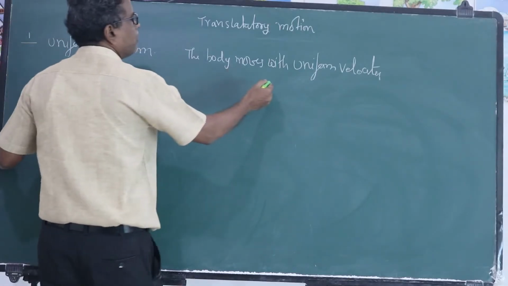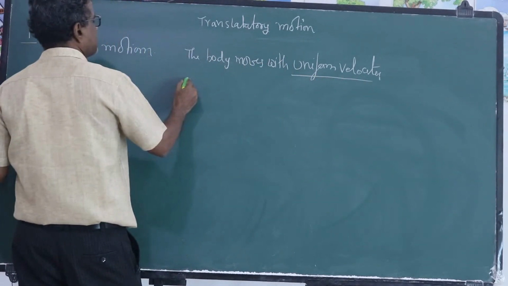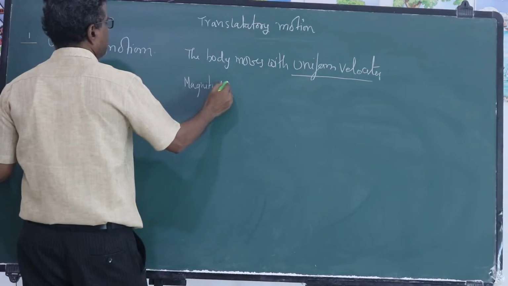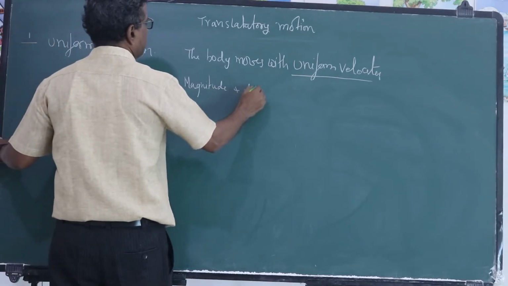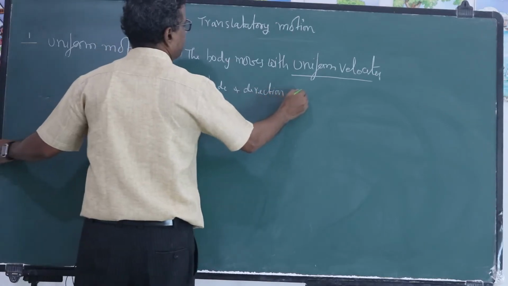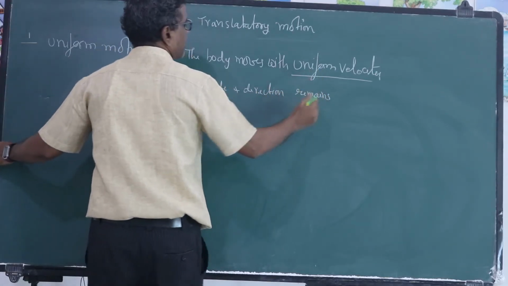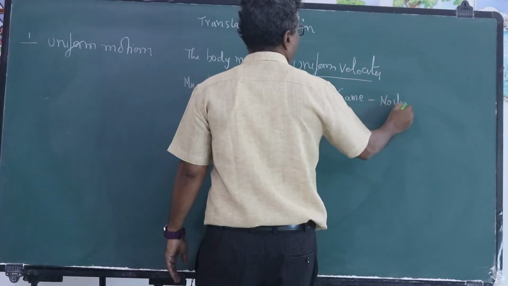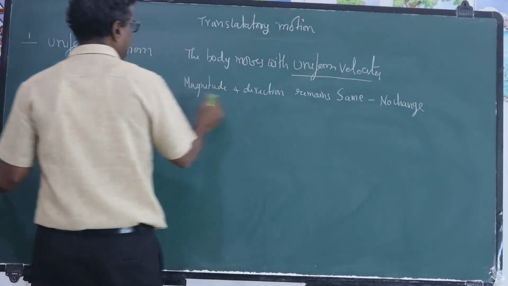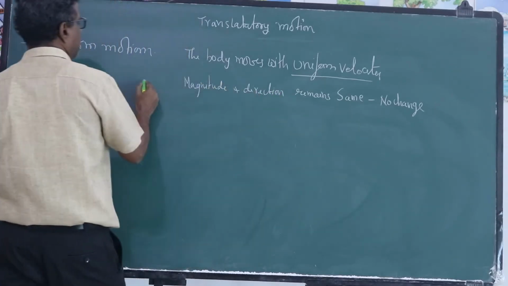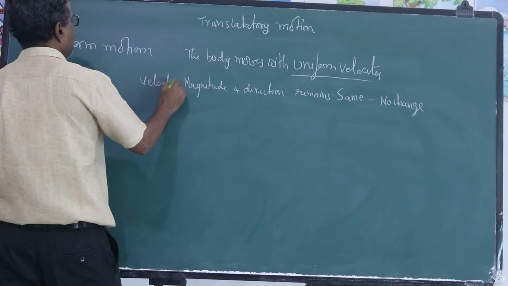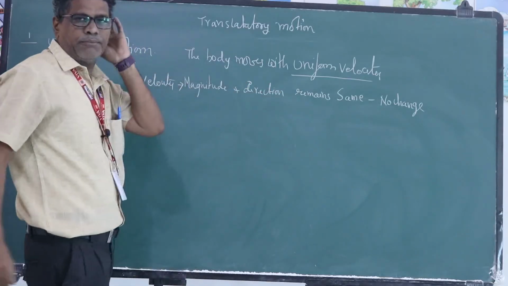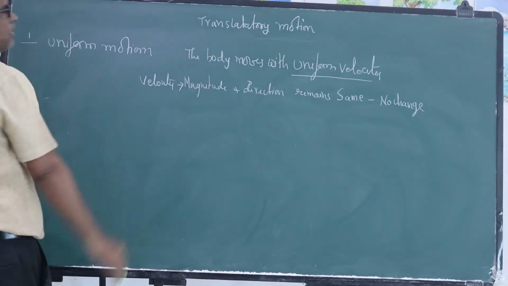Uniform velocity means the magnitude and direction of velocity remain the same, that is constant, no change. Such a type of motion is called uniform motion.